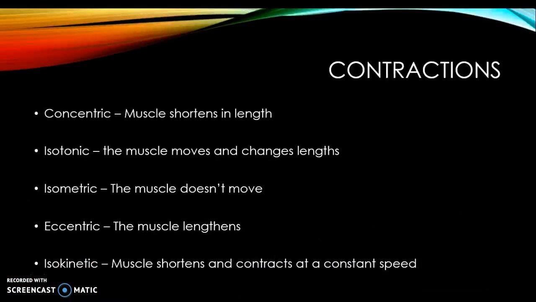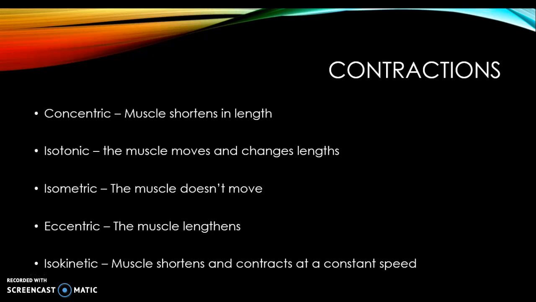Muscular contractions. So there are different types of muscular contractions. These are concentric, where the muscle shortens in length; isotonic, the muscle moves and changes length; isometric, the muscle doesn't move; eccentric, the muscle lengthens; and isokinetic, the muscle shortens and contracts at a constant speed.